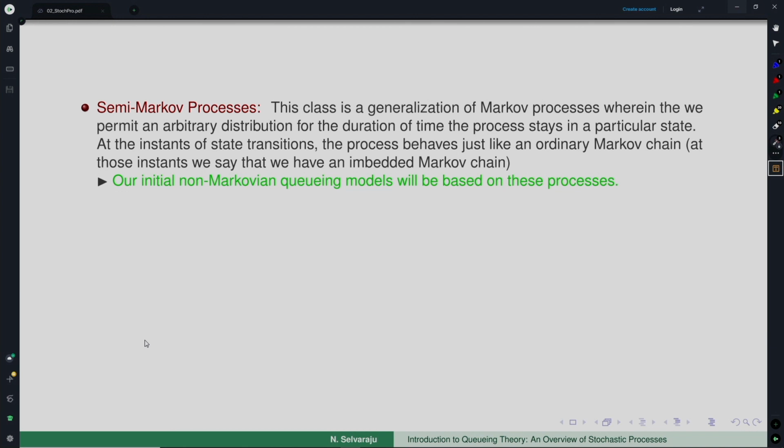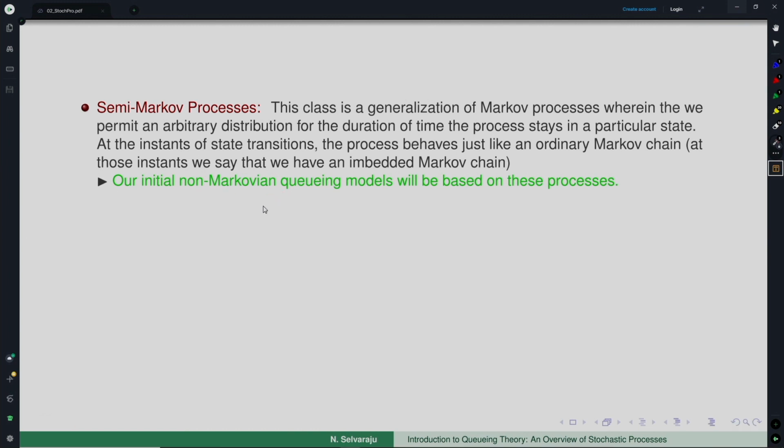But at the time of transitions, it behaves like an ordinary Markov chain. At those instances, we say that we have an embedded Markov chain, and this is the idea that we will be using when we look at non-Markovian or semi-Markovian queuing models.